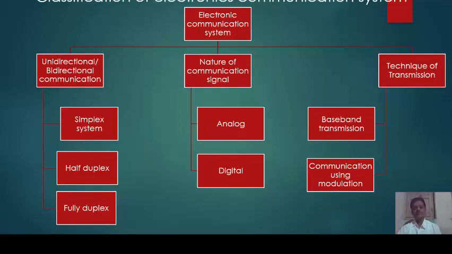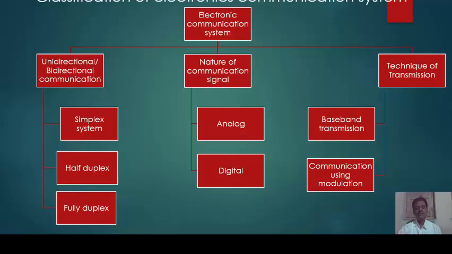Electronic communication is classified into three groups. The first is unidirectional and bidirectional communication, meaning the direction of communication. The second type is the nature of the communication signal, and the third one is the technique of transmission. In this way, electronic communication is classified into three groups.